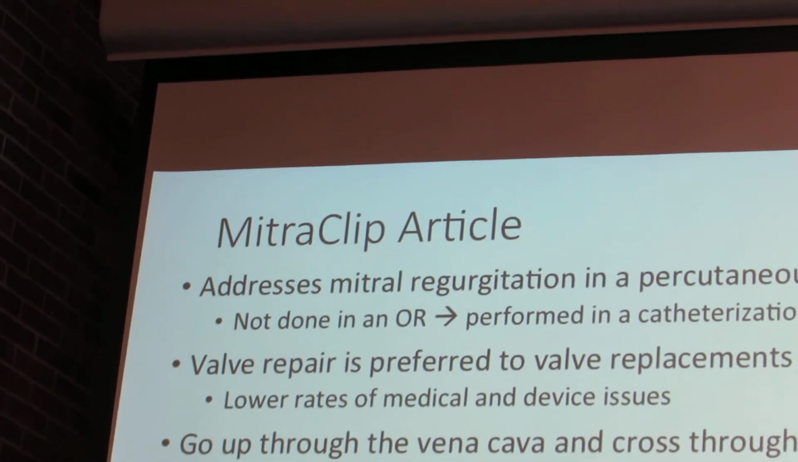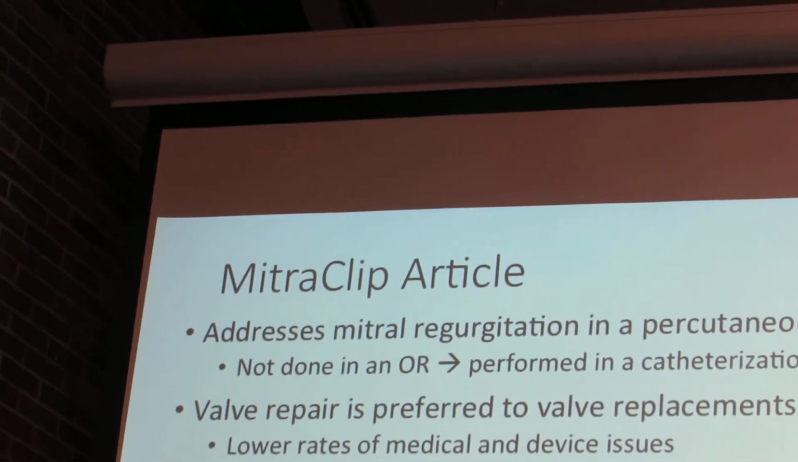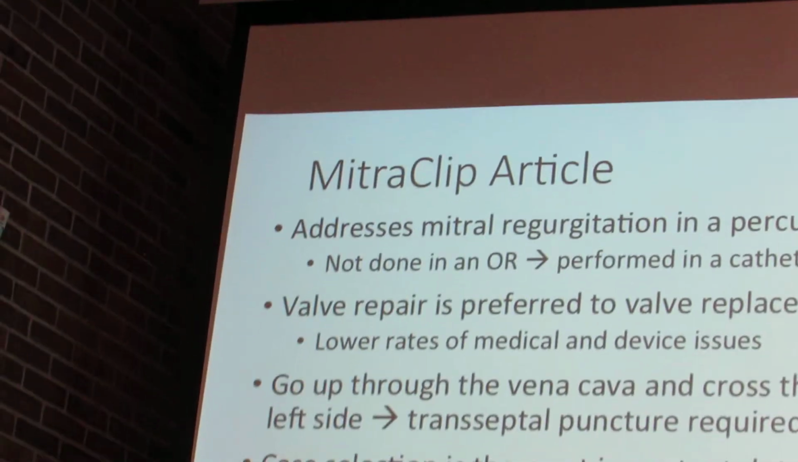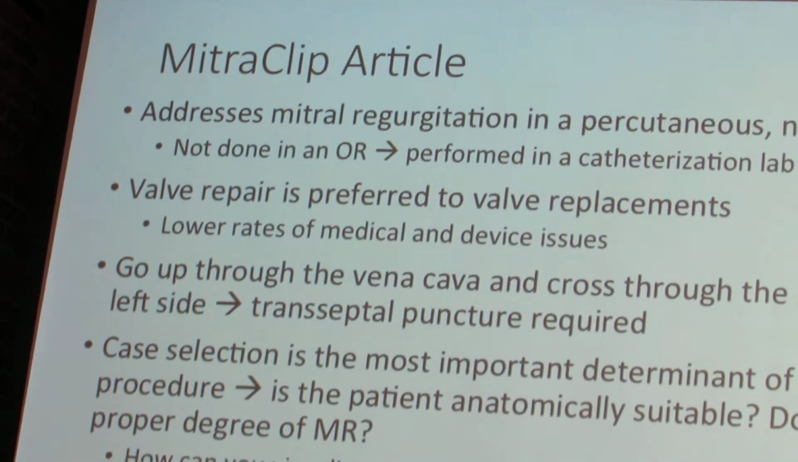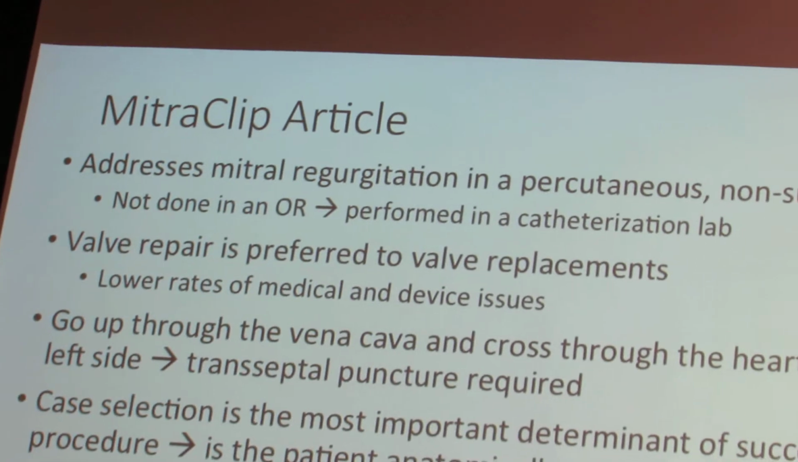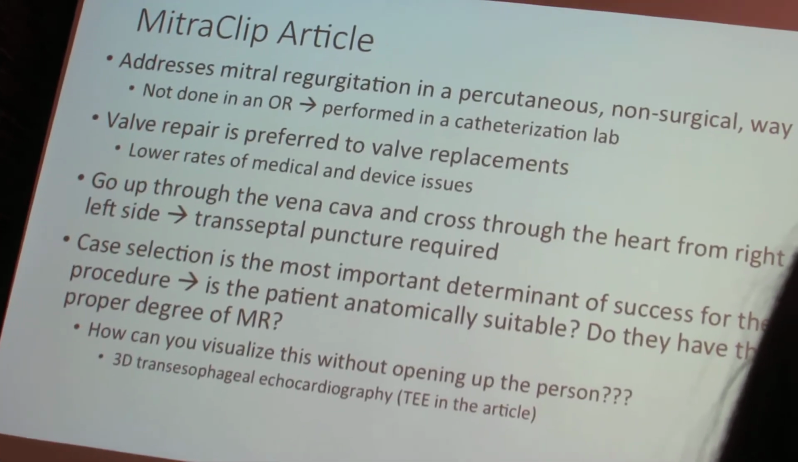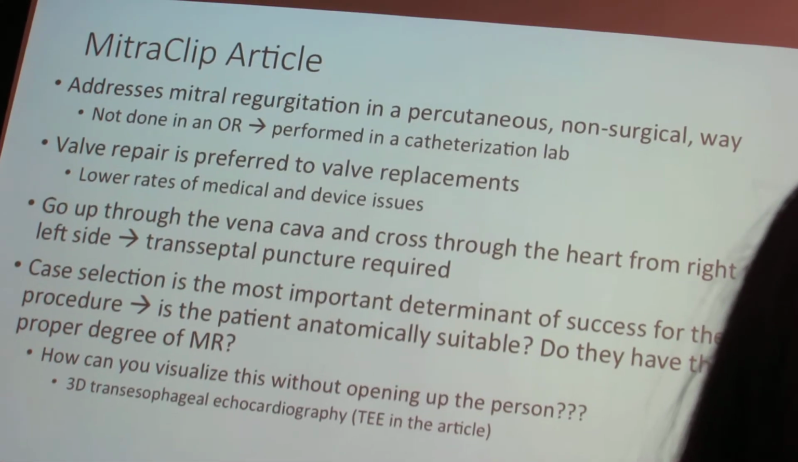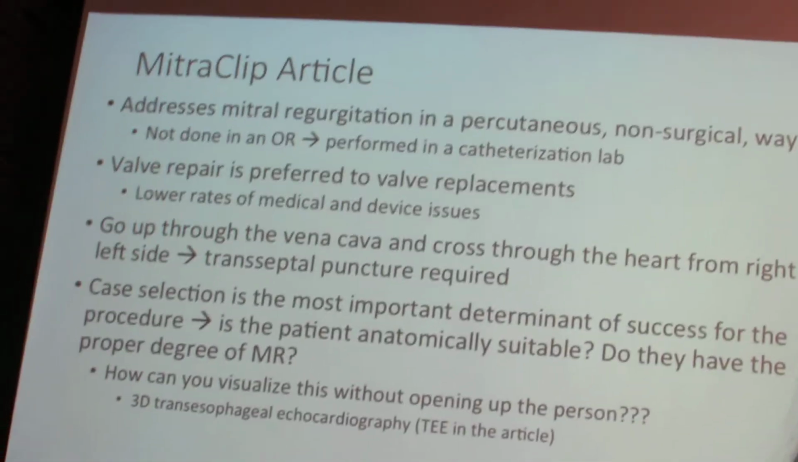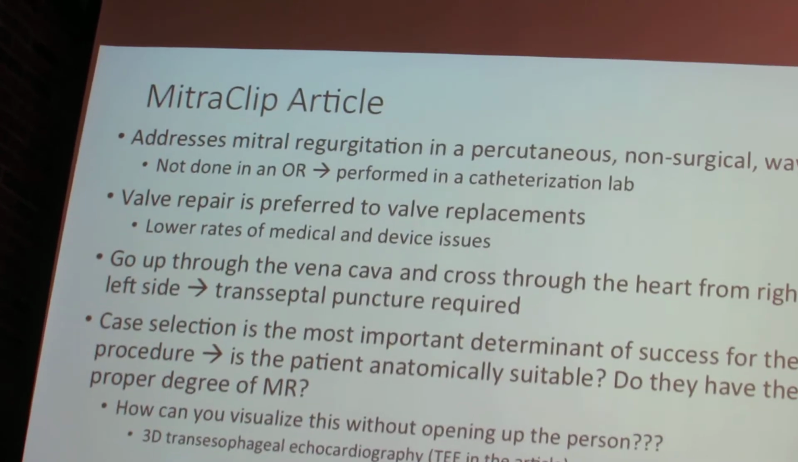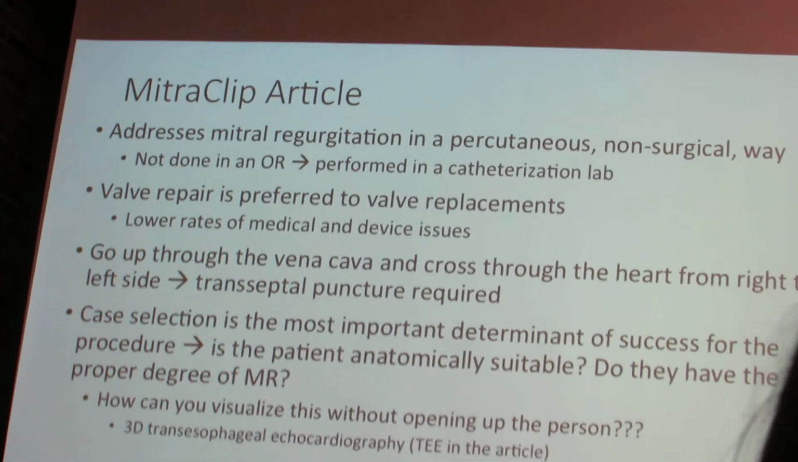Case selection is the most important determinant of success for this procedure. Not everyone can get this. Not everyone whose mitral valve isn't working can get this. So you have to be able to pick and choose your patients to see who is able to benefit from this procedure. Is the patient anatomically suitable? Do they have the proper degree of mitral regurgitation? These are things they have to look at.